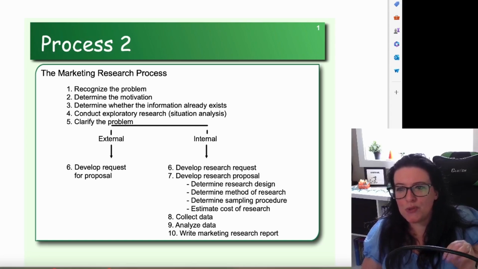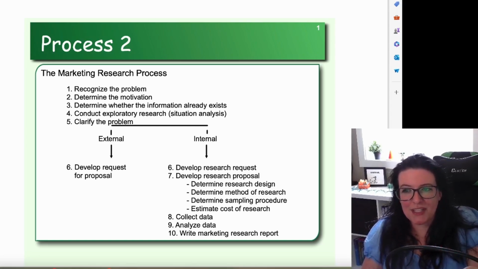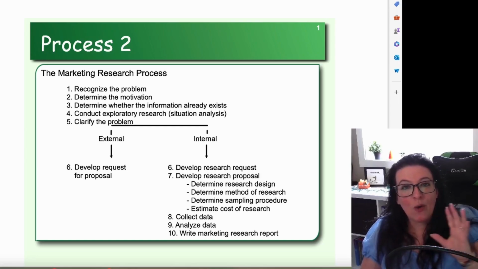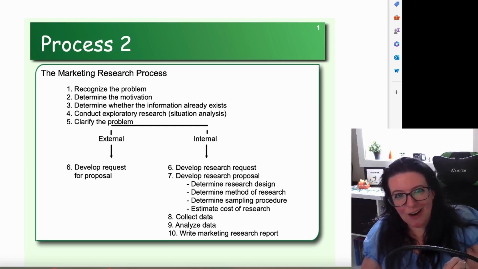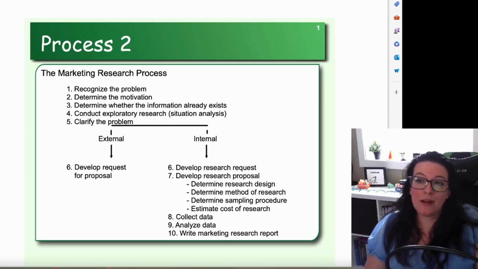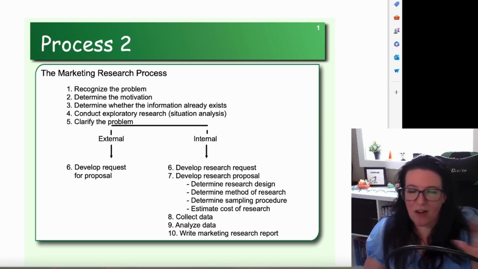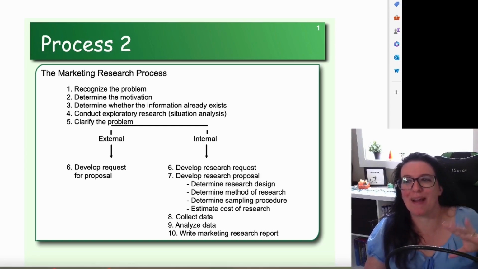So the research proposal includes the research design, the methods, the sampling procedure, the type of analysis, and the cost of doing it. Once that research is signed off, so parties involved have signed that research proposal, you would then collect the data, analyze the data, make recommendations. And all the videos after this are going to be the collecting, the analyzing, the making recommendations.